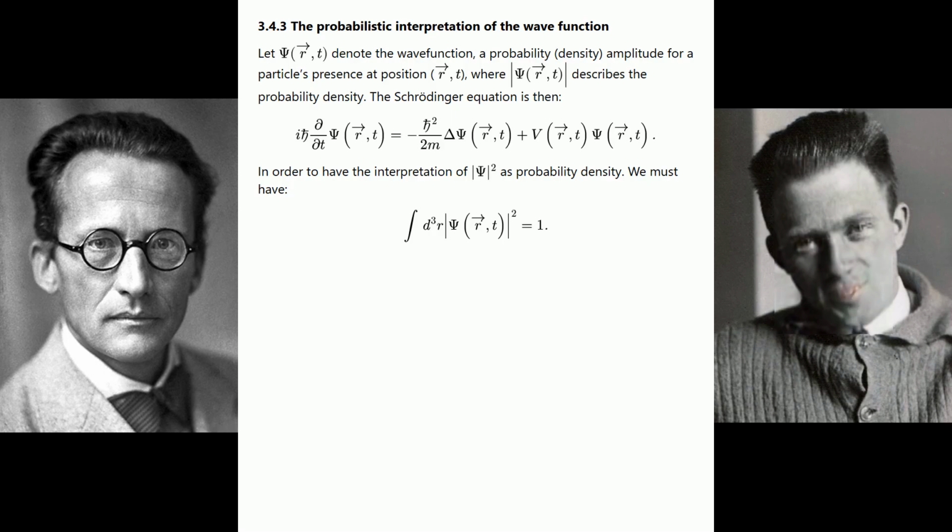3.4.3 The probabilistic interpretation of the wave function. Let ψ(r, t) denote the wave function, a probability density amplitude for a particle's presence at position r, t, where the absolute value of ψ(r, t) describes the probability density. The Schrodinger equation is then, see the equation. In order to have the interpretation of the absolute value of ψ squared as probability density, we must have, see the equation.